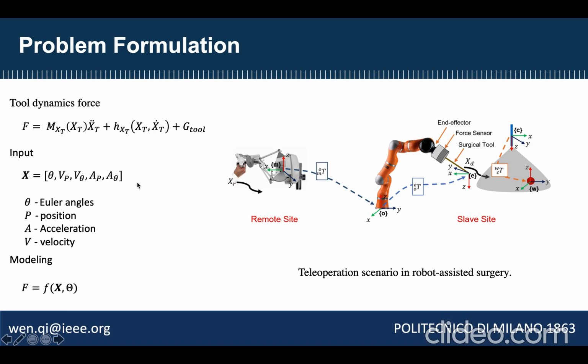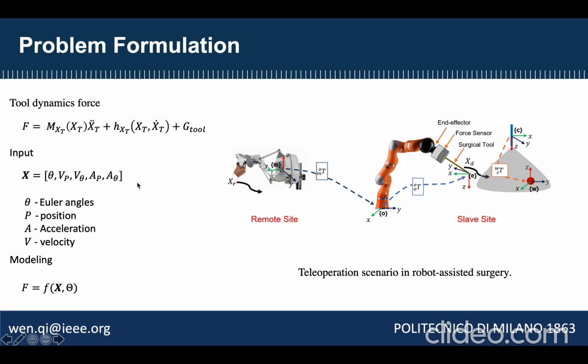The regression problem can be described by the teleoperation scenario in robot-assisted surgery diagram. The force sensor is embedded between the robot end effector and the surgical instrument for providing force feedback. The force on the tool tip and the tool dynamic are measured at the same time, which is represented by the tool dynamics force function.